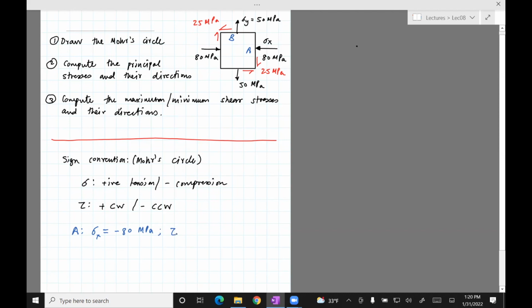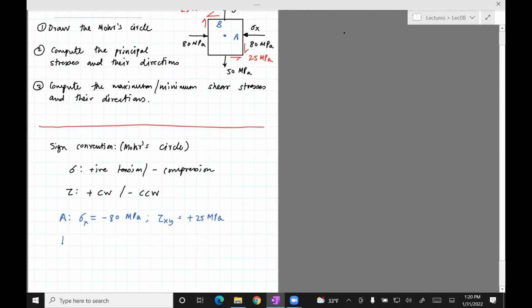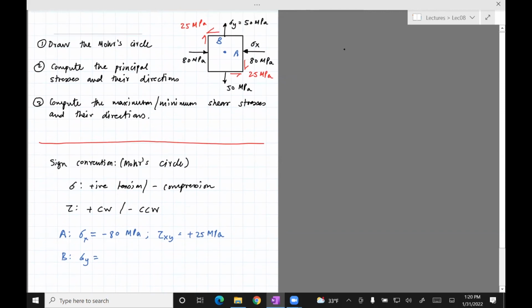For the shear stress on face A, there's an arrow going downwards. Okay, and if you think about how this element will rotate about the central point, it's actually going to rotate in the clockwise direction. Clockwise direction is positive, and so tau xy will take the positive sign. Okay, 25 MPa. Now let's do it for B. Sigma y is the stress at B. You can see that the stress is tensile. So the stress is going to be 50 MPa with a positive sign.